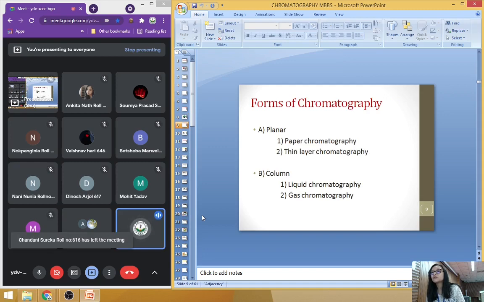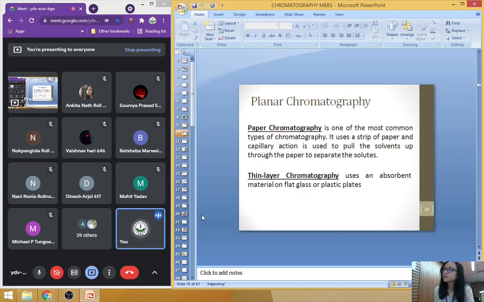So what are the various forms of chromatography? We have planar chromatography and column chromatography. Planar chromatography is of two types, paper chromatography and thin layer chromatography. So what is paper chromatography? This can come in your exam. It is one of the most common types of chromatography. Here we use a strip of paper made of cellulose, and by capillary action it pulls the solvents up through the paper to separate the solutes. Whereas in thin layer chromatography, we use another absorbent material on a flat glass or plastic plate.